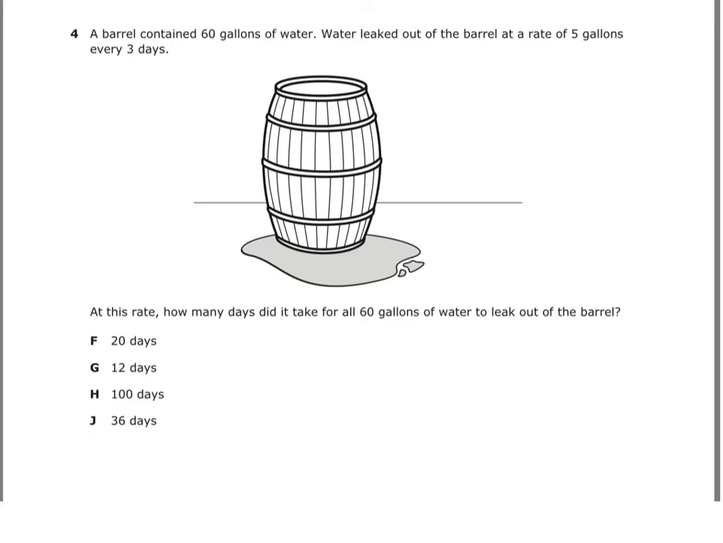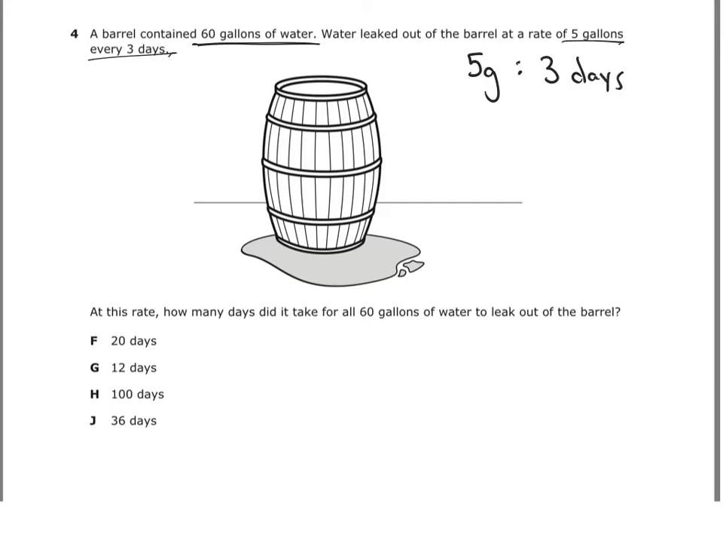So I know most of you have seen this problem before because we've gone over it, but I want to go over it again about writing your ratios. So remember, when they're comparing two different things, that's a ratio. A barrel contains 60 gallons of water. So I would underline that. Water leaked out of the barrel of 5 gallons every 3 days. That's a ratio. 5 gallons to every 3 days.